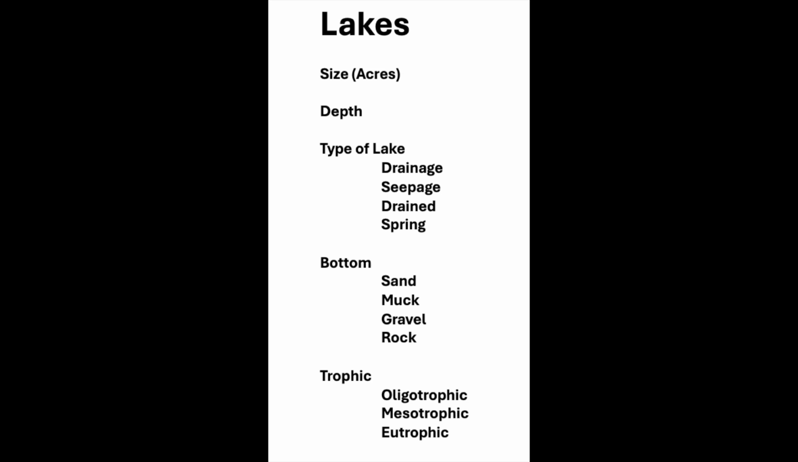Size is important, depth is important, the type of lake, drainage or seepage, drained or spring. Bottom is important. Is it sandy? Is it mucky? Is it gravel or is it rock? Finally, there's a lesser known lake characteristic called the trophic level. And there's three basics: oligotrophic, mesotrophic, or eutrophic.